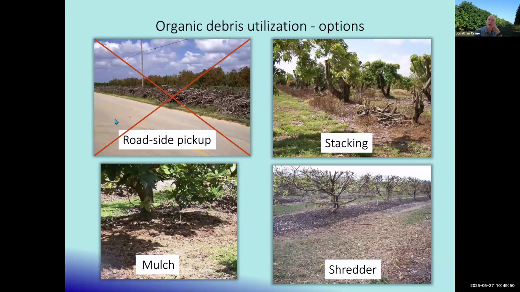So here there was no roadside pickup after this storm, and people had piled it along the road. That's a problem for the grower because they're going to mandate that you remove that at your cost. Here it is. In this case, they stacked it between the trees as they were doing their recovery. Here they were shredding the debris and using it as mulch.